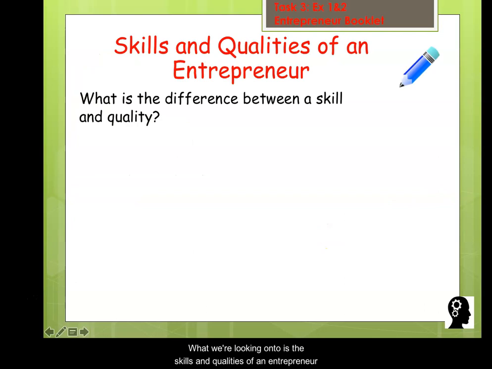But what we're looking at is the skills and qualities of an entrepreneur. Grab a pencil at the side, so please make sure you're copying this down. The first thing we need to ask ourselves is, what really is the difference between a skill and a quality?